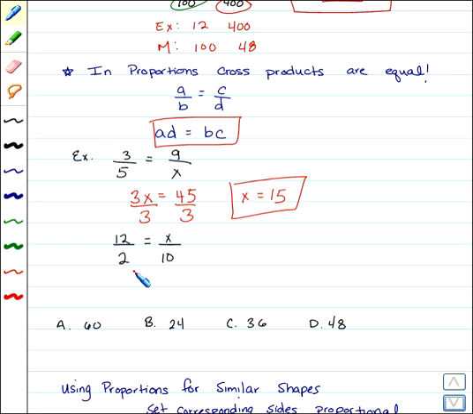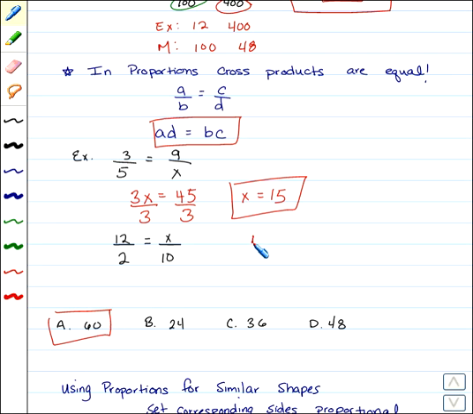So now I want you guys to try one. We have 12 over 2 is equal to x over 10. So use cross products to tell me our value of x. Is it going to be A, B, C, or D? Awesome work, guys. It's A, 60.